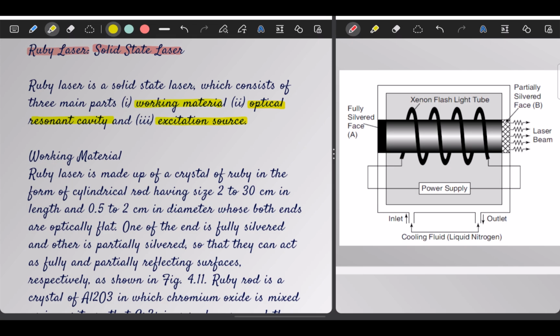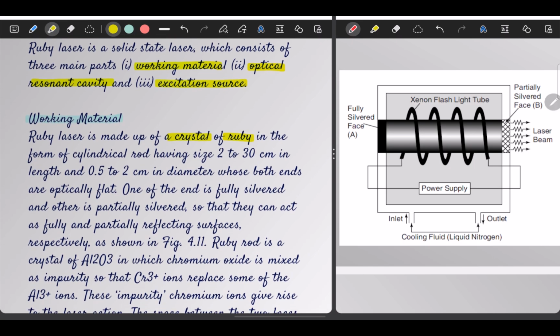Now, in the ruby laser we also have these three main parts. So let's talk about them. The first one is the working material. The ruby laser is made up of a crystal of ruby in the form of a cylindrical rod. The dimensions of this rod are 2 to 30 centimeter in length and 0.5 to 2 centimeter in diameter. So this is the figure of a ruby laser.